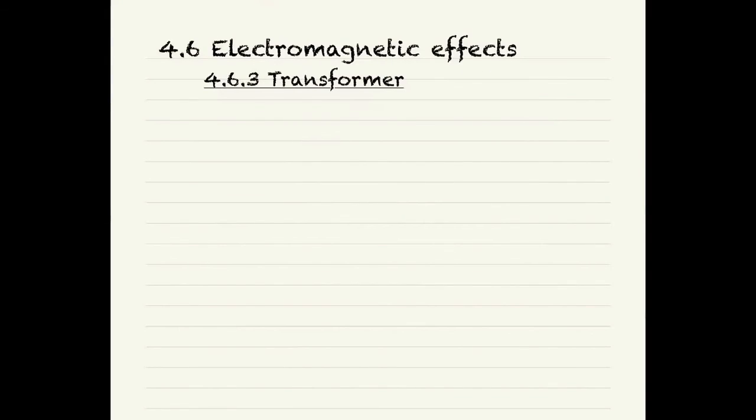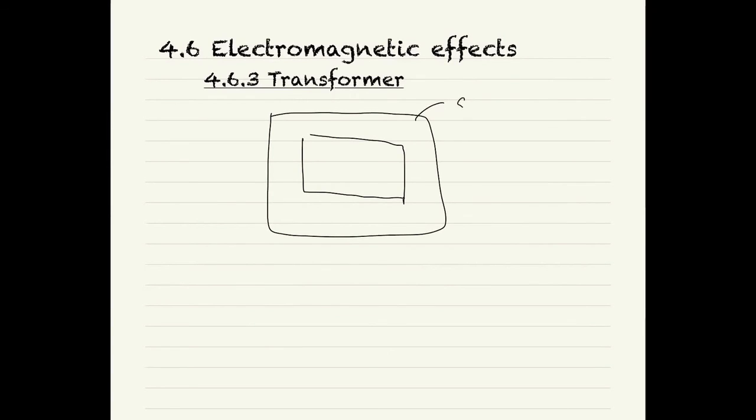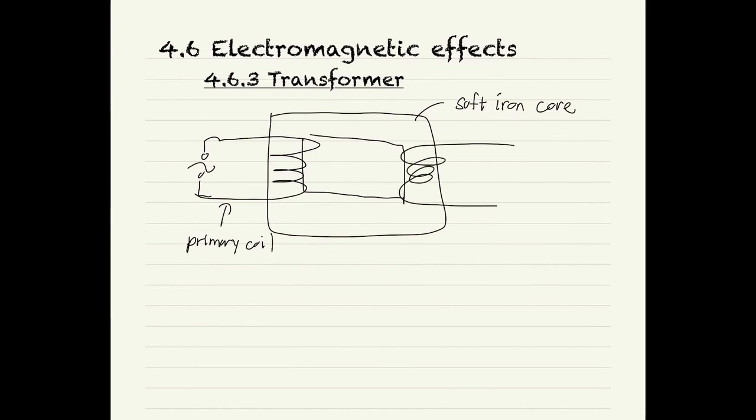For the transformer, there are three components. Soft iron core, coil connected to AC power supply, called the primary coil. And the last component is the secondary coil that is connected to electrical equipment.